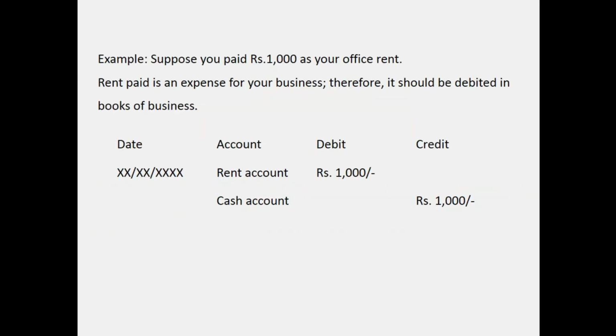For example, suppose you paid rupees 1,000 as your office rent. Rent paid is an expense for your business. Therefore, it should be debited in the books of accounts. The entry goes like rent account debit rupees 1000 to cash account credit rupees 1000.